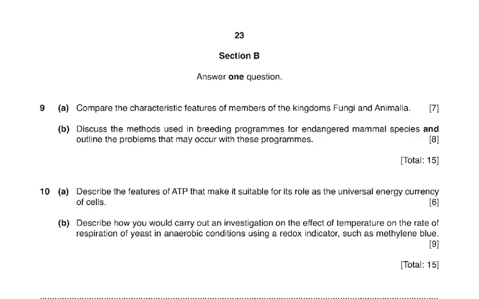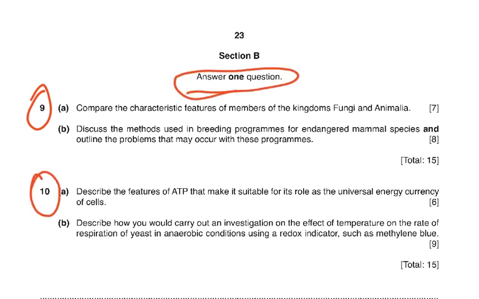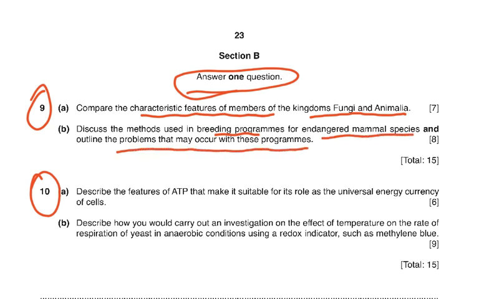Then we come to the last part of this section. B was 9 and 10, and then of course you have to make a choice. You only do one question. I always tell you to read this before you start section A. So you have to compare the characteristic features of members of the kingdom fungi and animalia, then describe methods used in breeding programs for endangered animal species, and outline the problems that may occur with these programs. That was 15 marks.